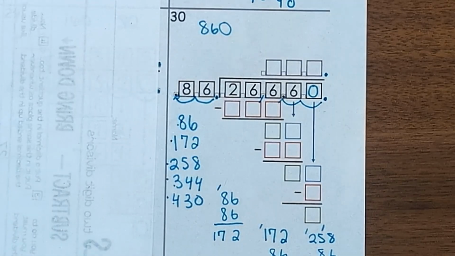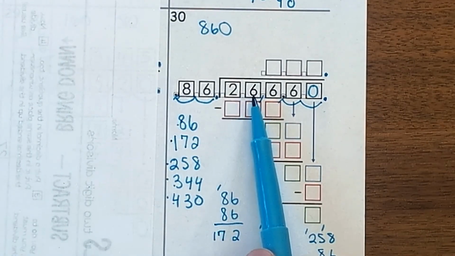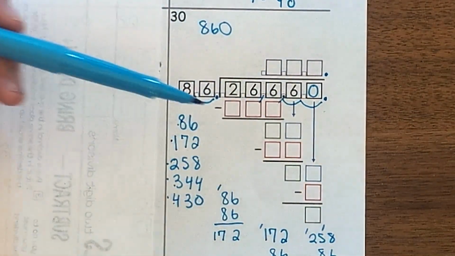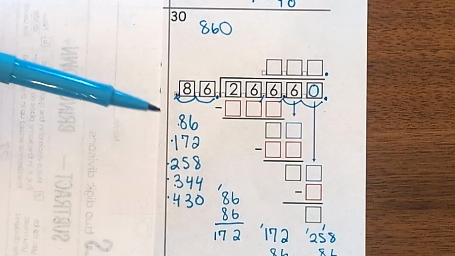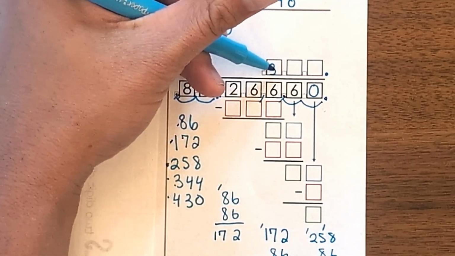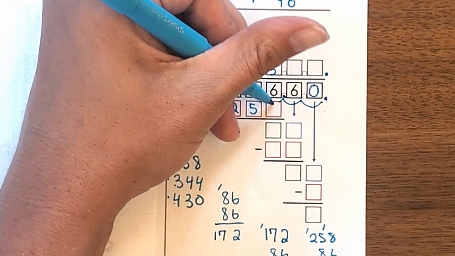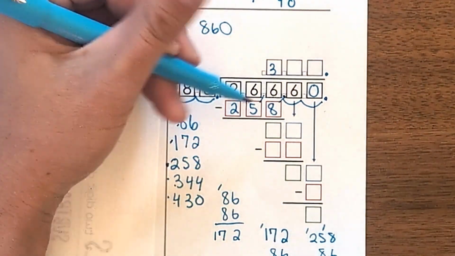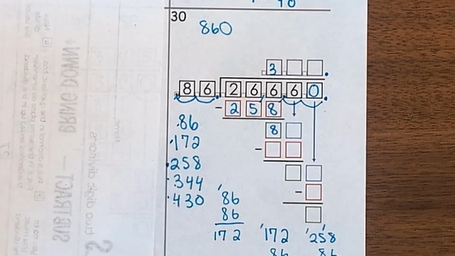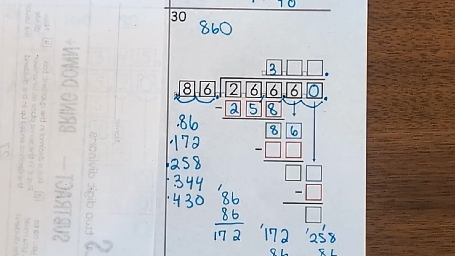So we're going to divide. We're starting with, normally you would do 2, but that's too small. 26 is too small. You're going to do 266 divided by 86. How many times can 86 fit into 266? Well, I'm thinking 1, 2, 3 times. Now you multiply 3 times 86, and it's 258. Now we subtract 266 minus 258, which is 8. Bring down the 0.